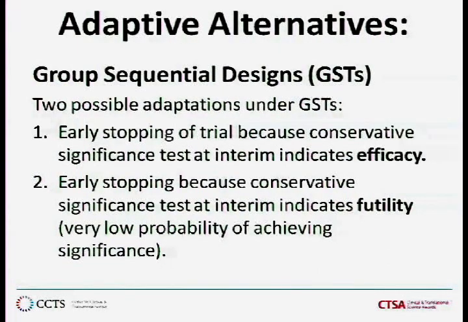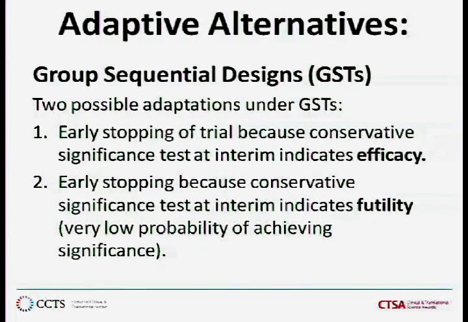This is probably the simplest example of an adaptive trial. It's a group sequential trial design, a GST I'll call it, and there are two possible adaptations under this. One is you could stop early because you find, with a very conservative significance test, that you already have proven efficacy. And so you could stop the trial halfway through, not recruit any other patients, because you've rejected the null hypothesis already.